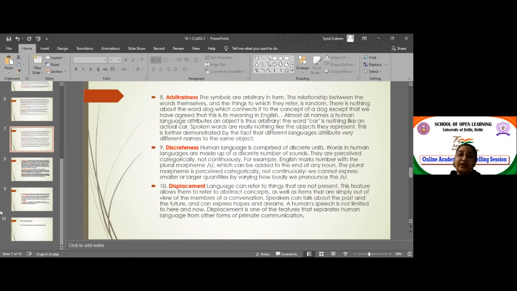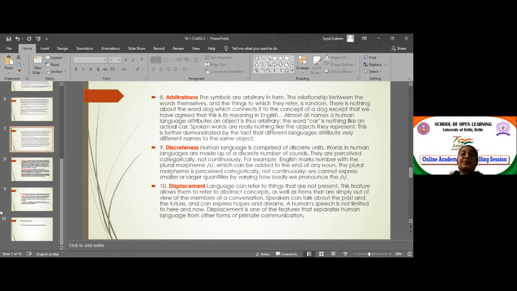Okay, so this is arbitrariness. The word apple does not look like an apple, but we call a red kind of fruit an apple. So this is arbitrariness. Animals do not do that. Animals do not create voices and say that this is this or this is that.